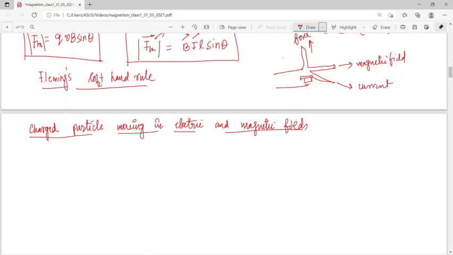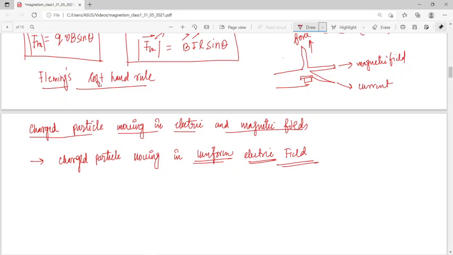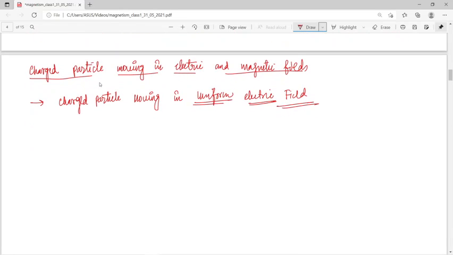First we consider when the charged particle is moving in a uniform electric field. That is the first case we are considering. Questions may come where you have to find the description of the charged particle, or they will ask what the locus of the charged particle should be when it is moving in a uniform electric field.